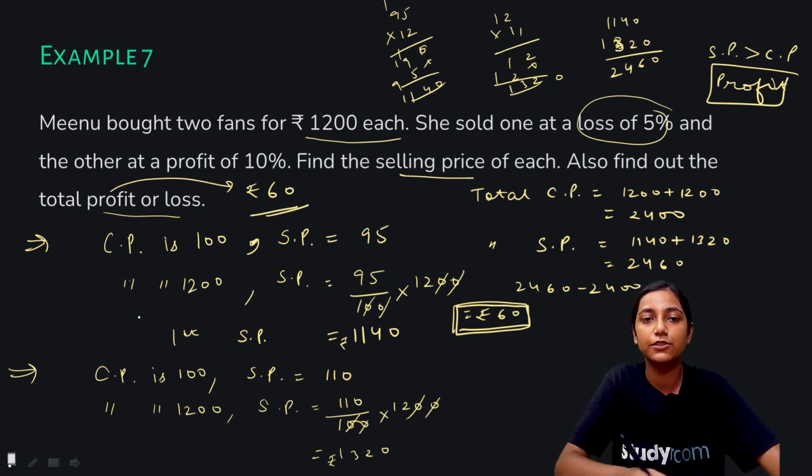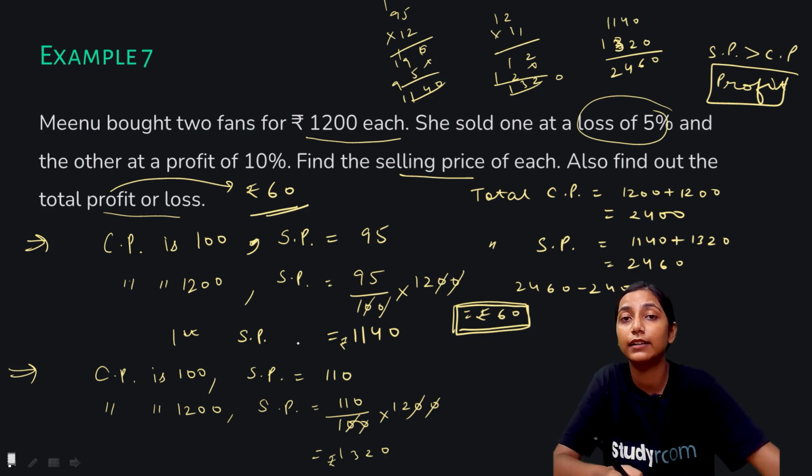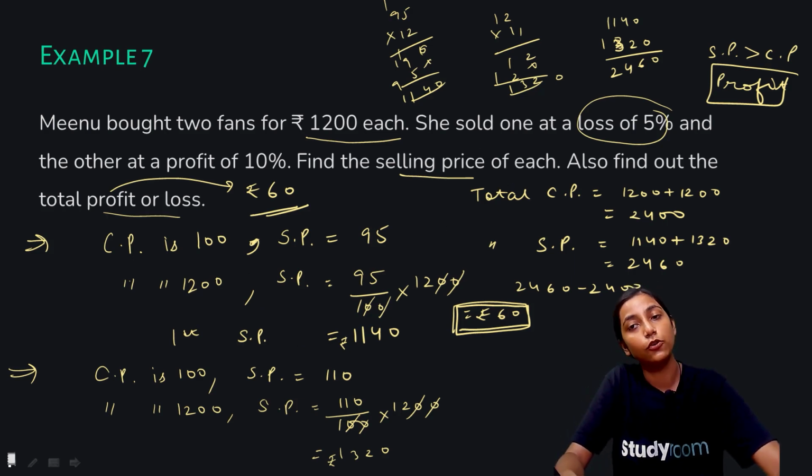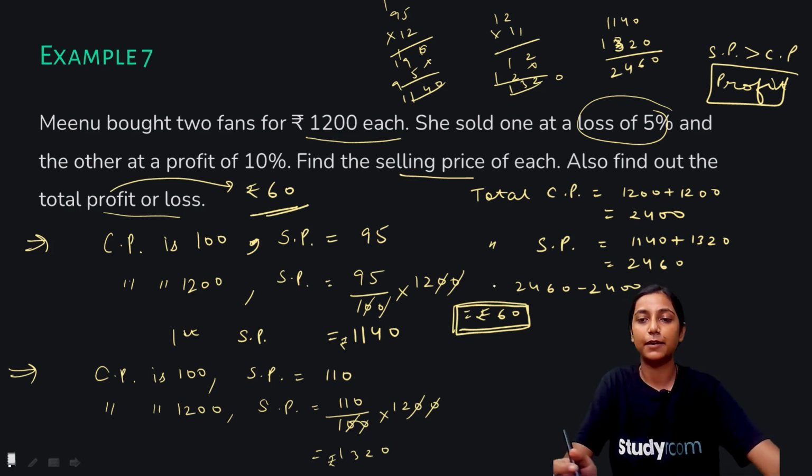So this was very simple, generally writing this statement. What does a loss of 5% and a profit of 10% mean, and using the unitary method to find the selling price for both of these. Total cost price, total selling price. We saw that the total selling price was greater than the total cost price. That means she is having a profit, and profit is selling price minus cost price.